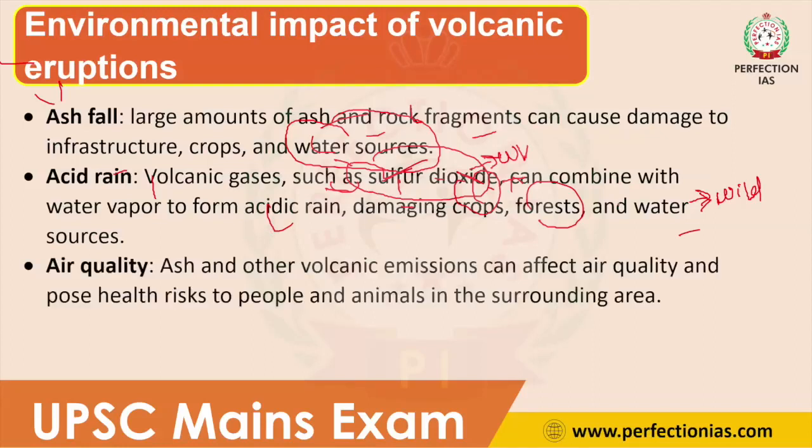Next is air quality. Ashes and other volcanic emissions can affect the quality of air. While the volcano erupts, ashes and numerous gases are thrown into the atmosphere. Those gases will affect air quality as well as visibility, and pose health risks to people and animals in the surrounding area.